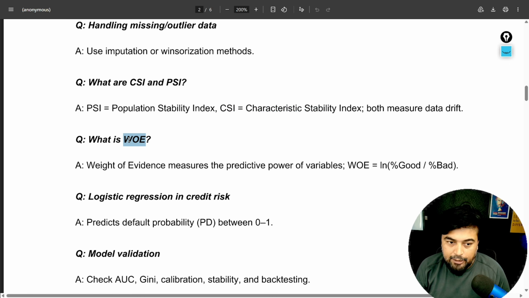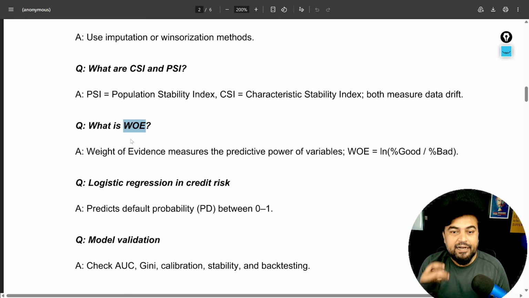What is weight of evidence? WOE, we call it. Weight of evidence measures the predictive power of your model. Just remember this. And there is a formula for weight of evidence: it's log of percentage of good divided by percentage of bad.